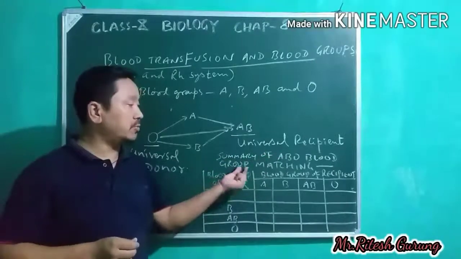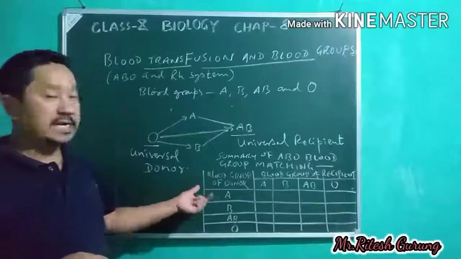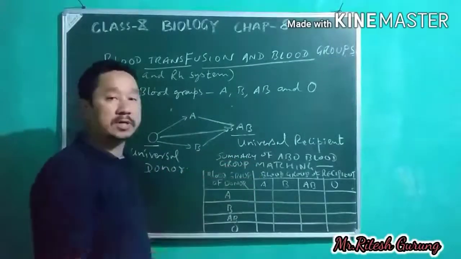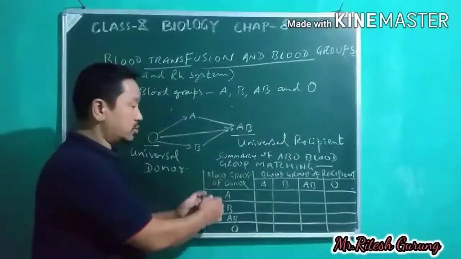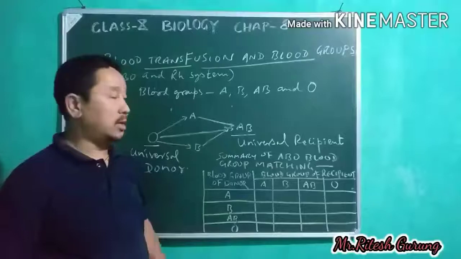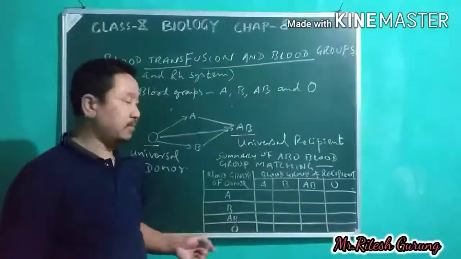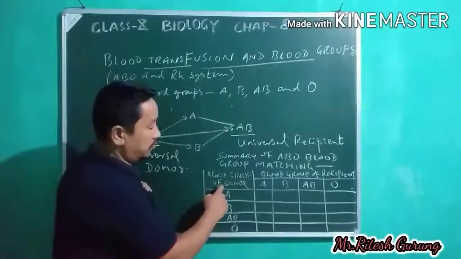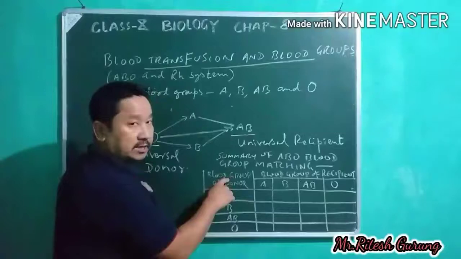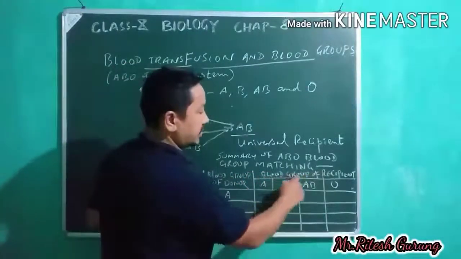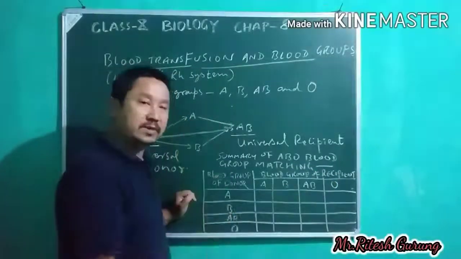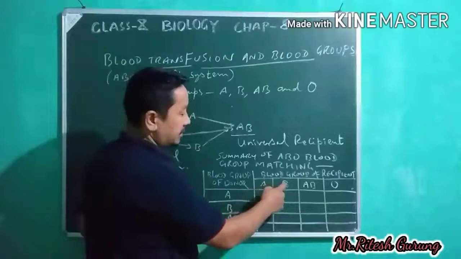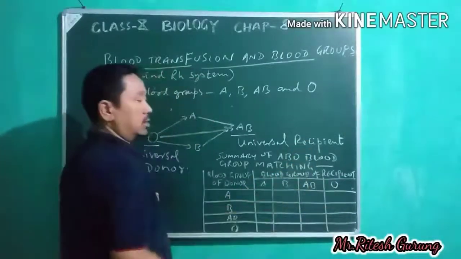The summary of ABO blood group matching. So I have already drawn this chart where you can see which particular blood group can donate the blood to which particular group. This is the summary of ABO blood group matching. All right, see here, this is the blood group of donor. So this side the donors are there, and this side the blood group of recipient. These are the persons who are needing the blood, who are receiving the blood. Now see, blood group of donor A, B, AB and O, and blood group A, B, AB and O of the recipient side.